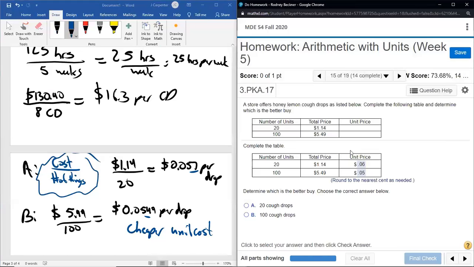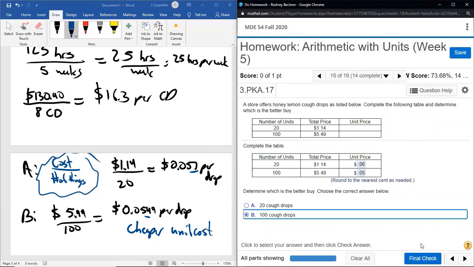See, a unit price, once again, has to be the cost divided by the number of things. Again, you can do cost analysis by flipping this upside down, but then instead of wanting the smaller cost per item, you want the greater number because you want to get more items per dollar. So what's the better buy? Just barely, it's better to buy 100 cough drops.